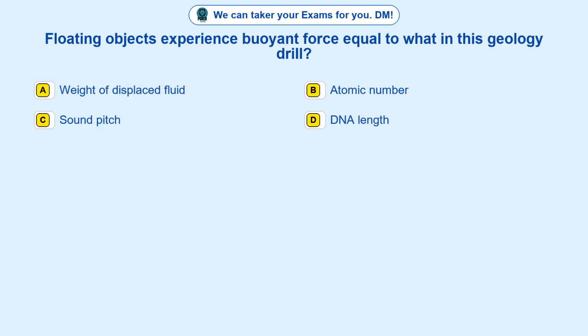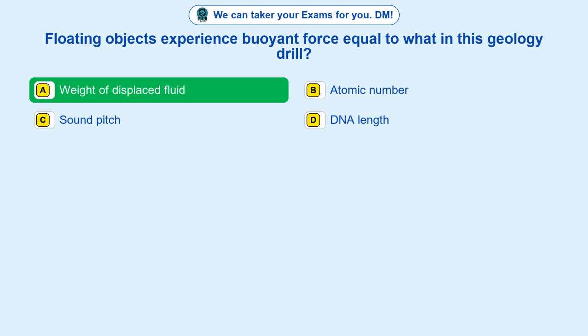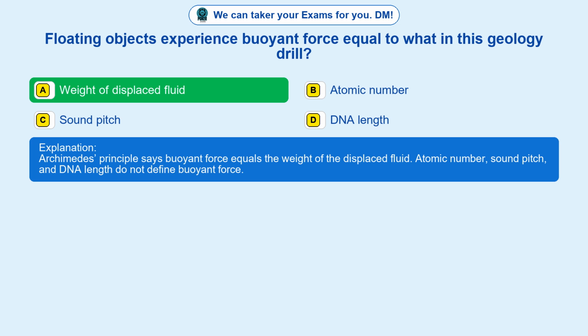Question 80. Floating objects experience buoyant force equal to what in this geology drill? Option A, weight of displaced fluid. Option B, atomic number. Option C, sound pitch. Option D, DNA length. The correct answer is option A, weight of displaced fluid. Archimedes' principle says buoyant force equals the weight of the displaced fluid. Atomic number, sound pitch, and DNA length do not define buoyant force.